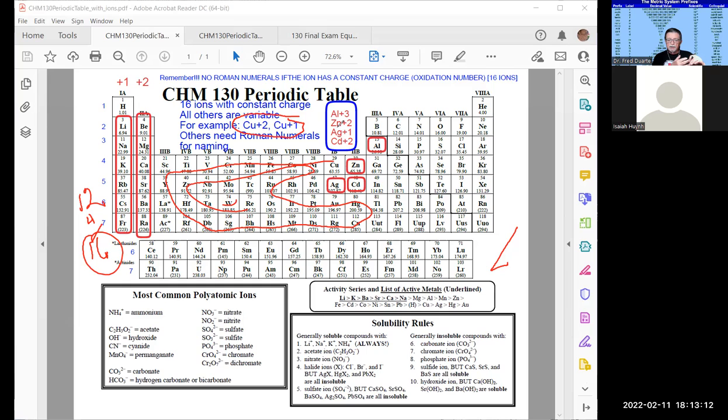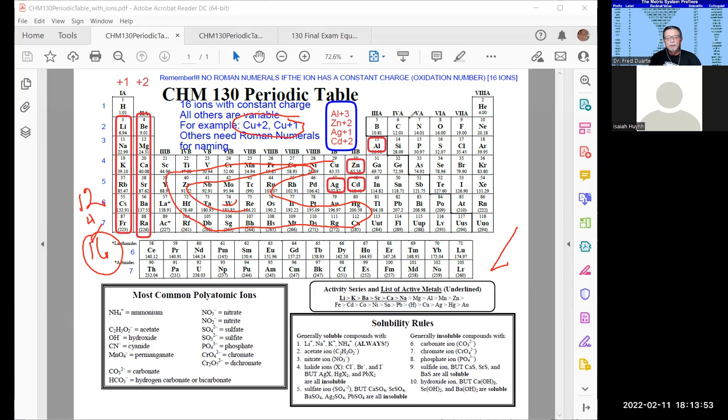But for copper 1 and copper 2, how we distinguish them is we use the Roman numeral in parentheses. So copper 1 will be given the name copper, C-O-P-P-E-R, and then in parentheses, the Roman numeral I capitalized, okay? And copper 2 would be Roman numeral II, 2 I's. Or any other ones, you can get +4, so you put IV. So we use the Roman numerals to tell us what the charge is, because their charge is variable.